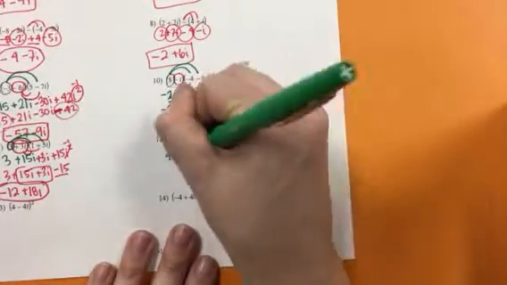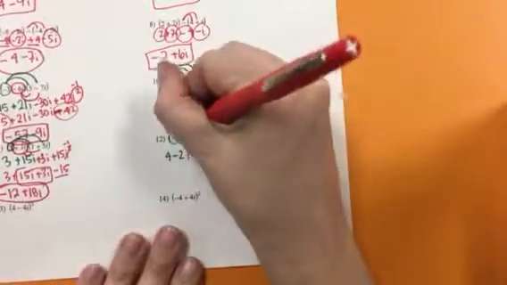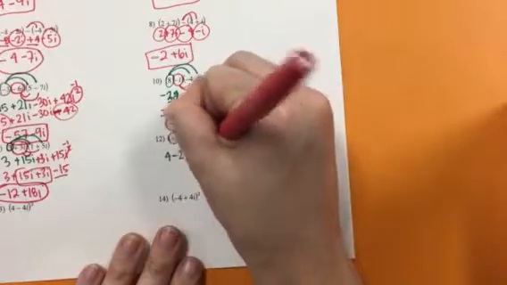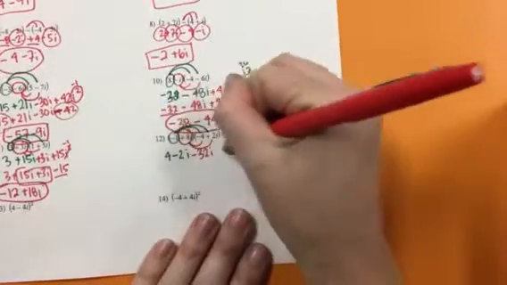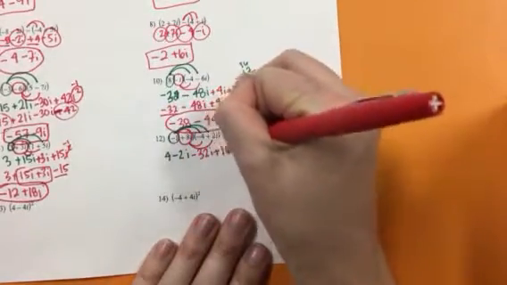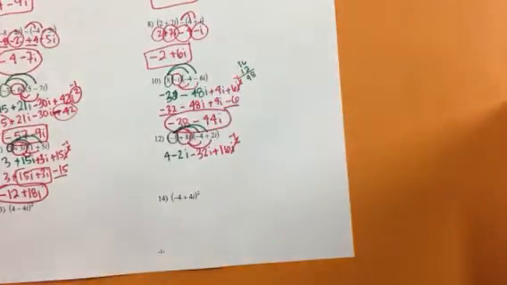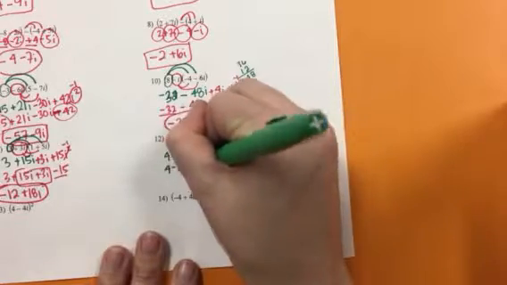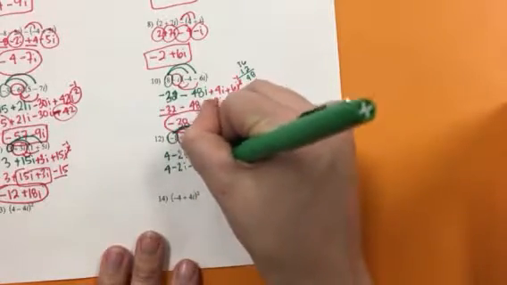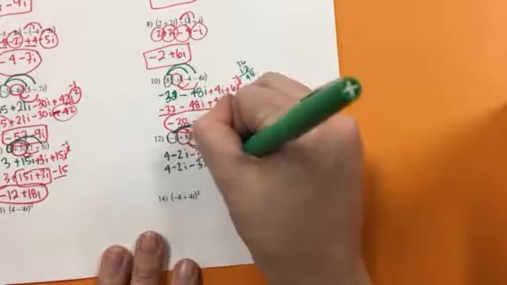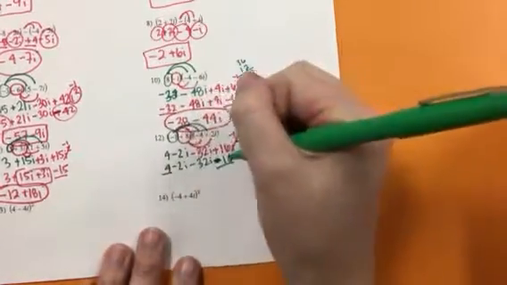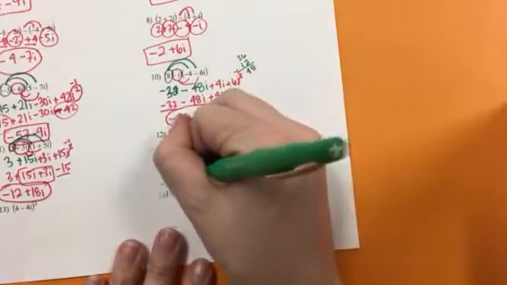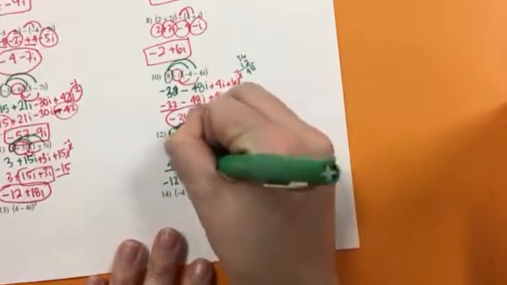Negative 2 with 1i. 8 times 4 is negative 32i. 8 times 2 is positive 16i squared, negative 1. So 4 minus 2i minus 32i minus, changes signs to negative 16. 4 minus 16 is negative 12. Negative 2 and negative 32 make negative 34i.